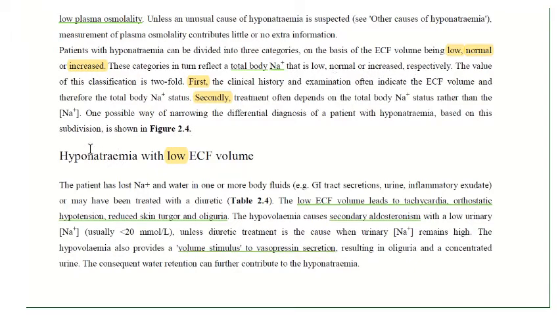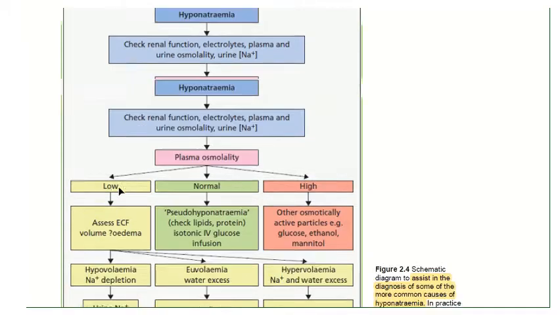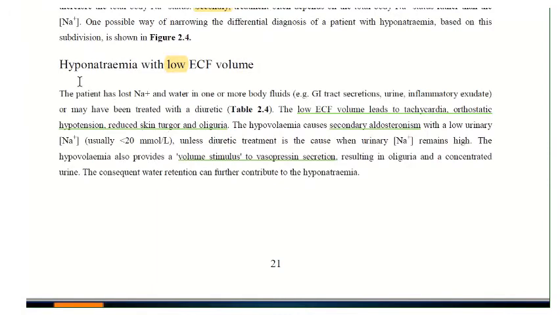فبالنسبة للحالة الأولى الhyponatremia with low extracellular fluid volume، هنا الhypovolemia sodium depletion. Now the patient has lost sodium and water in one or more body fluids. احتمال يعني example بال GI tract secretions, بالurine, بالinflammatory exudate, or may have been treated with a diuretics. وأكو table عن هذا الموضوع أيضا هسه نتكلم عنه.